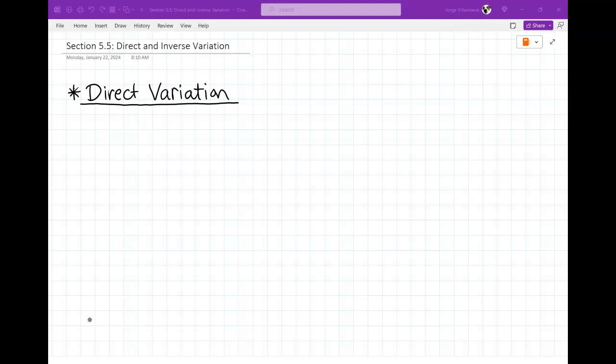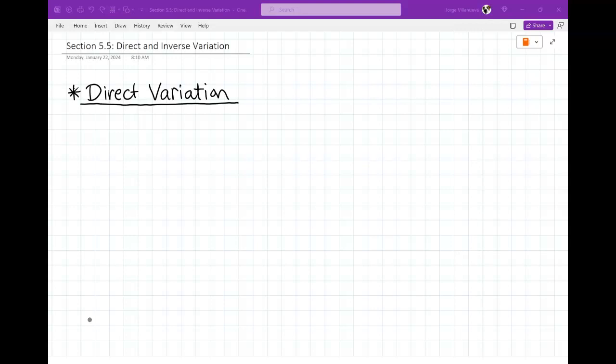like you make more money, right? So then you spend more money, right? That's called a direct variation. So when you make more money, you can spend more money, right? Or if you eat too much, you can gain weight, right? Something that goes up makes something else go up.